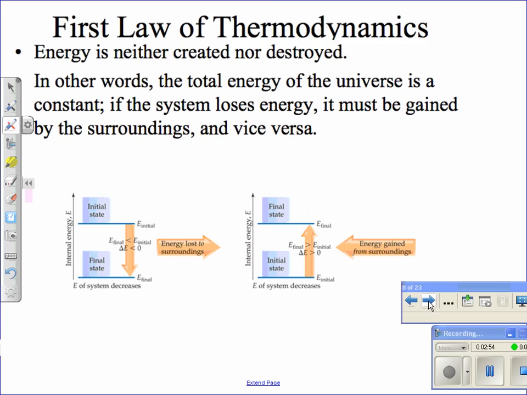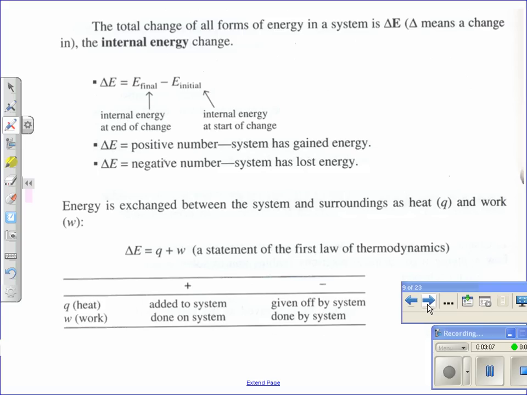Now, the first law of thermodynamics says energy is neither created nor destroyed. So what's going to happen is it's just going to change form. It's going to go from one form to another, constantly changing, neither created nor destroyed. One of the things you have to be able to calculate is your internal energy balance, or your internal energy value. That's like the balance of your bank account, basically. It's how much energy you have in a system.